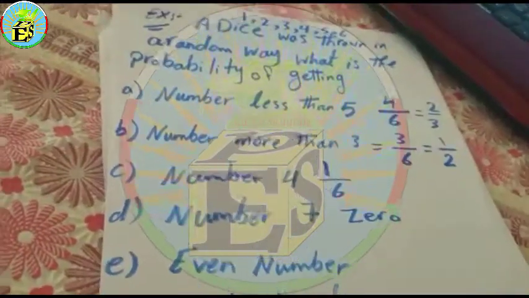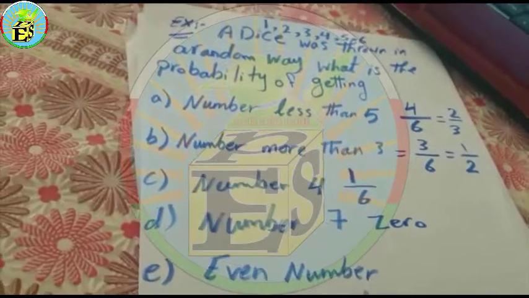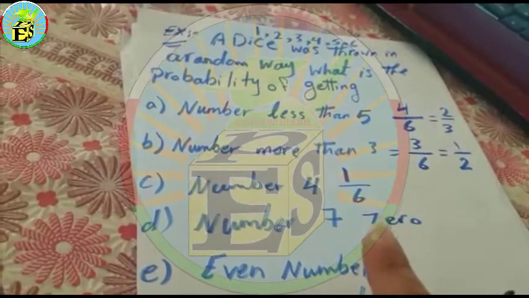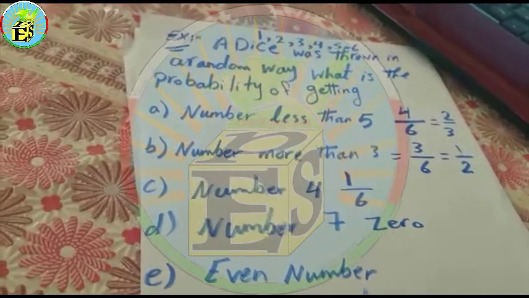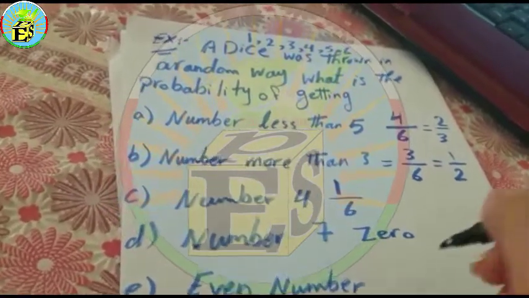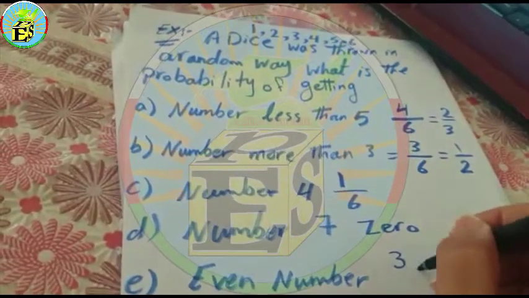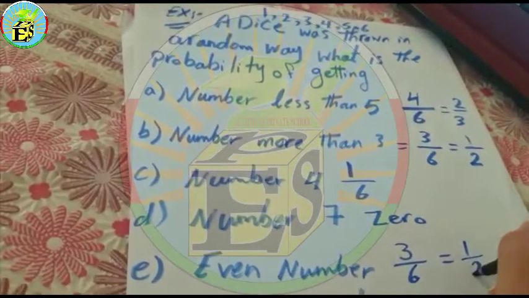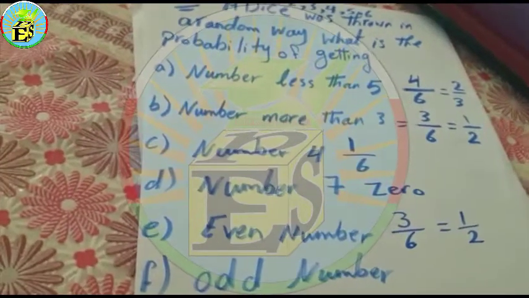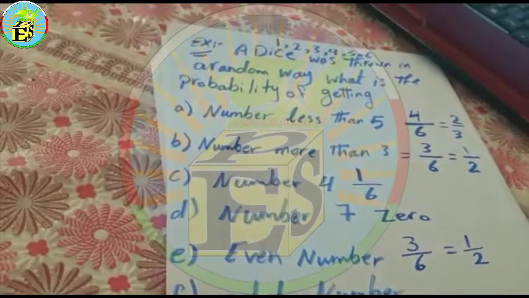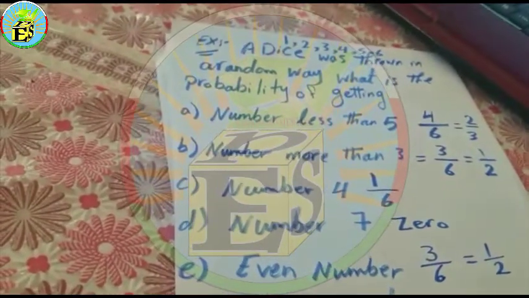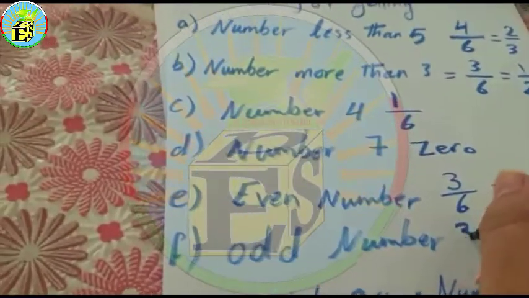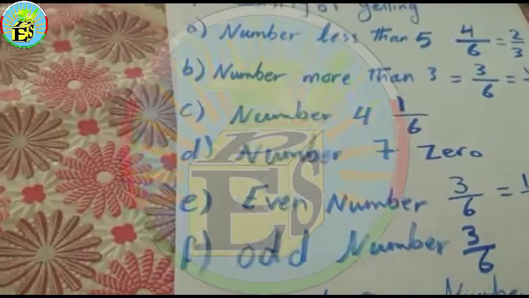What is the probability of getting an even number? What are the even numbers up there? It will be 2, 4, and 6. How many numbers are they? 3 out of 6. After simplifying, it is half. What about odd numbers? What are the odd numbers up there? It will be 1, 3, and 5. This is also 3 numbers out of 6.